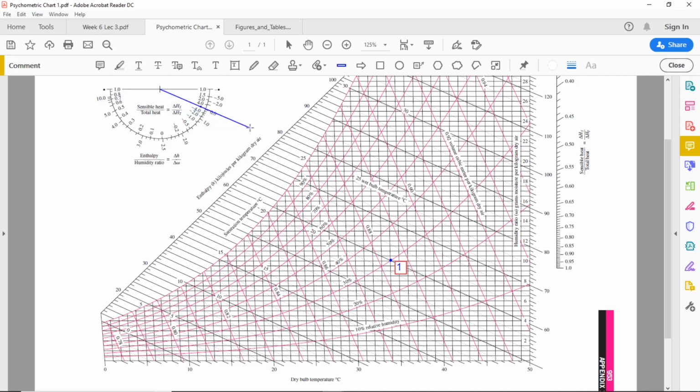This is 0, and we have increments of I think 0.2, so this is 0.2. 0.11 is almost in the center. In fact this point, so 0.2, so 0.1 will be somewhere over here.